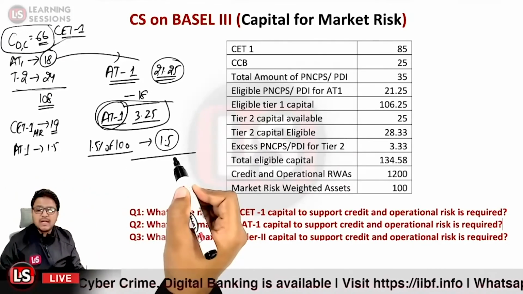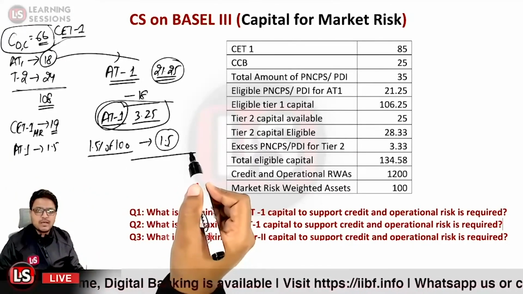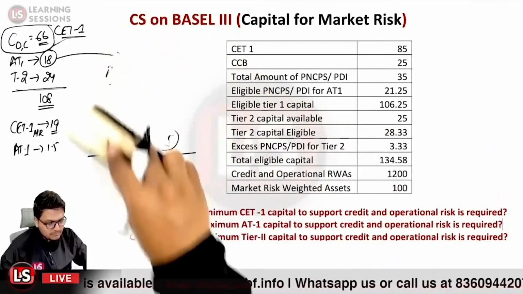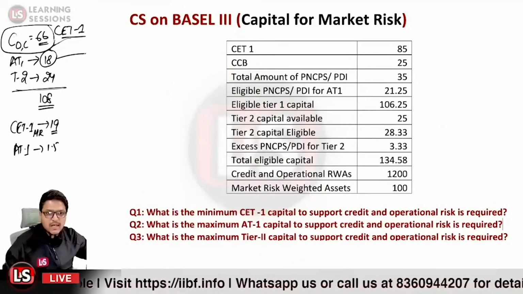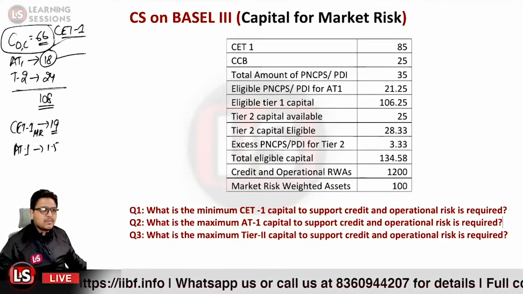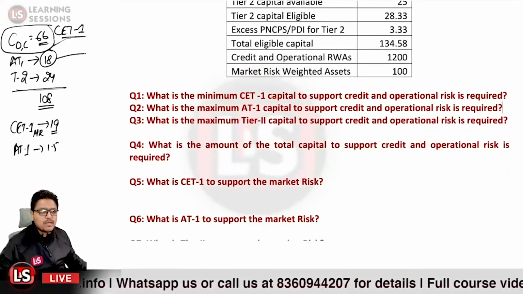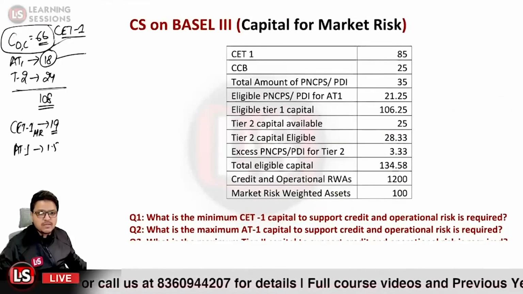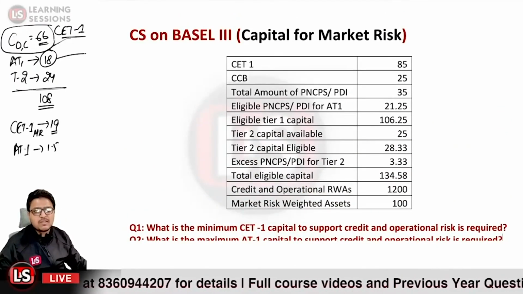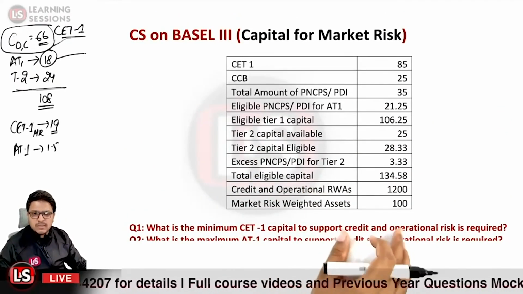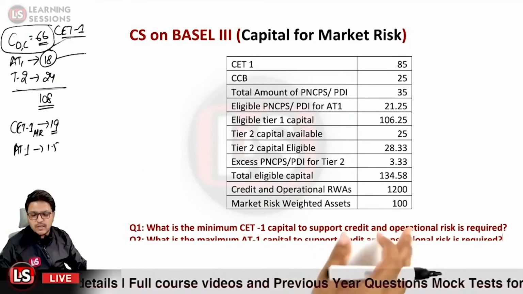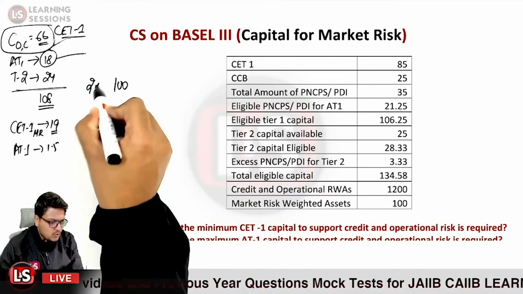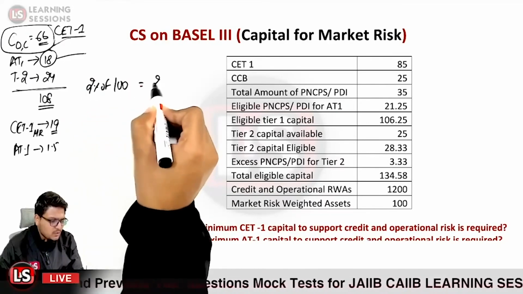Is that clear? And after that, we are left with what? We are left with the tier 2 capital. Okay. And also for the tier 2 capital, it is basically restricted to 2%. So as per the risk weight assets, it will be basically what? It will be 2% of the 100. The capital required for supporting the market risk will be 2% of the 100, that is equal to 2.